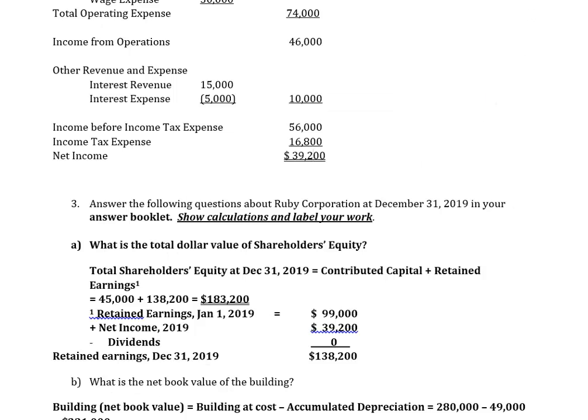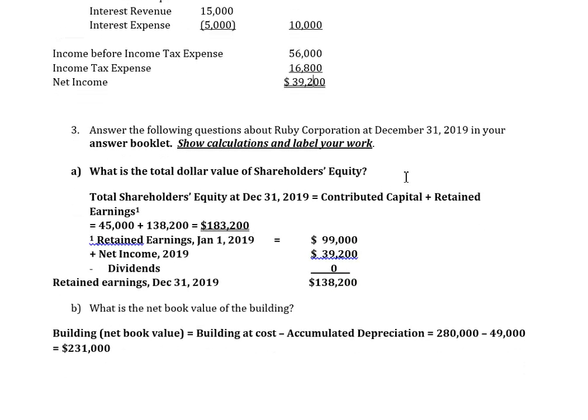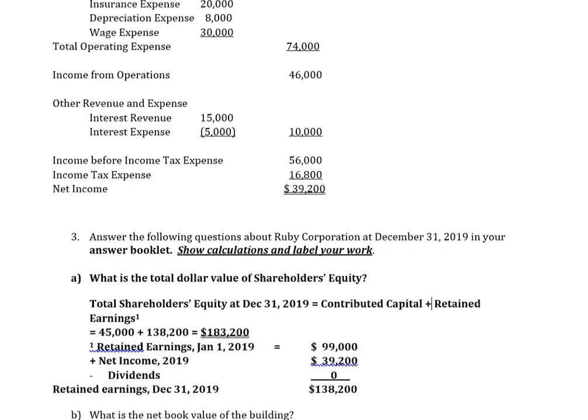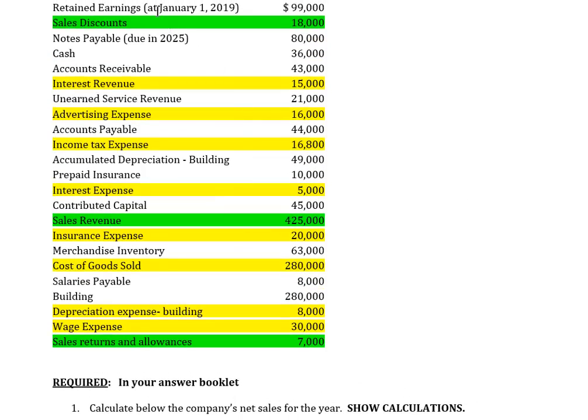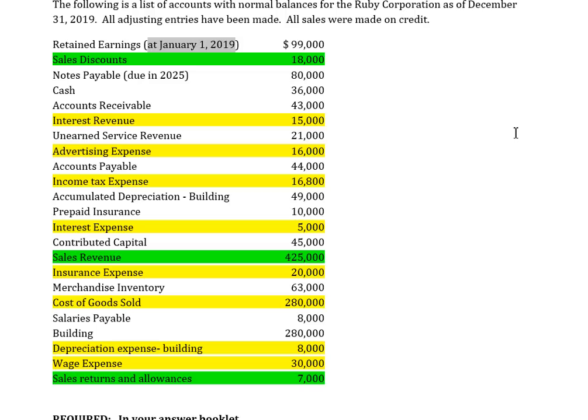So now, to calculate the total dollar value of shareholders' equity, you had to remember that shareholders' equity has two pieces. It has contributed capital and retained earnings. But don't forget, in your trial balance, you only had retained earnings at the beginning of the year. You had to remember what we talked about in the earlier part of the course, starting again with adjusting entries, because we redid all the statements for adjustments, how you go from opening to ending retained earnings.